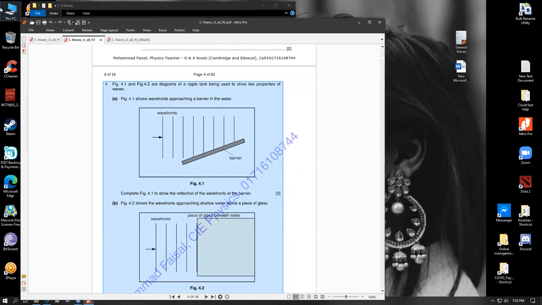A wavefront is an imaginary line that is created by joining all similar particles or similar wave positions of a wave. For example, in a ripple tank, whenever we use a flat bar as a dipper, it produces flat waves. In both of these figures for reflection and refraction, the incoming waves are flat waves, not from a point dipper, but from a rectangular dipper producing flat waves in front.